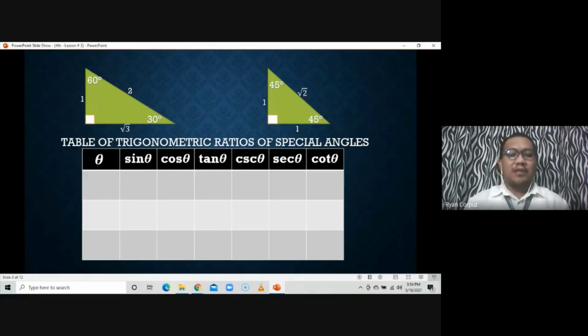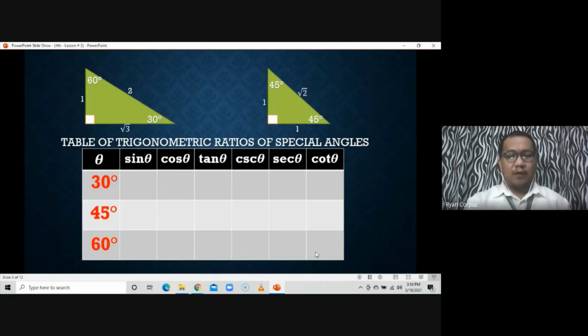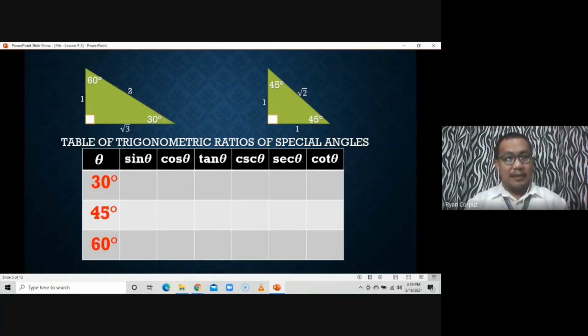So ano yung mga special angles? So ang special angles natin yan, matatagpuan natin doon mismo sa special right triangle. Ano yung mga yon? Those are the 30 degrees, 45 degrees, and 60 degrees. Actually, kasali pa nga dyan yung 0 degrees and 90 degrees, pero hindi, we will not anymore include that on the table, kasi the usual na ginagamit na special angles are 30 degrees, 45 degrees, and 60 degrees.